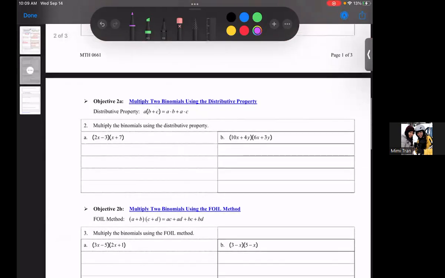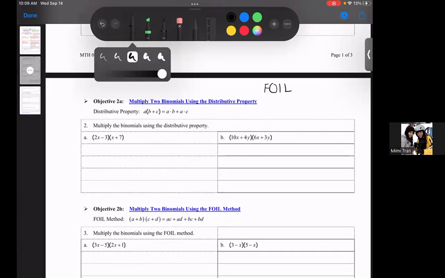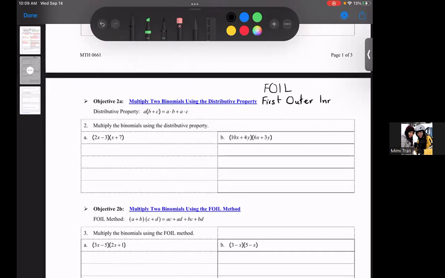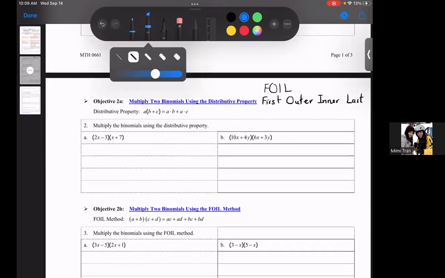Okay, objective 2. Now a little bit harder. Binomial times binomial. Well, you kind of know this from high school. If I have 2 binomials multiplied to each other, what's the result? How many terms do I have at the end? Trinomial, right? Remember FOIL? First, outer, inner, and last. The outer and the inner, you can combine them. That's why there's only 3.